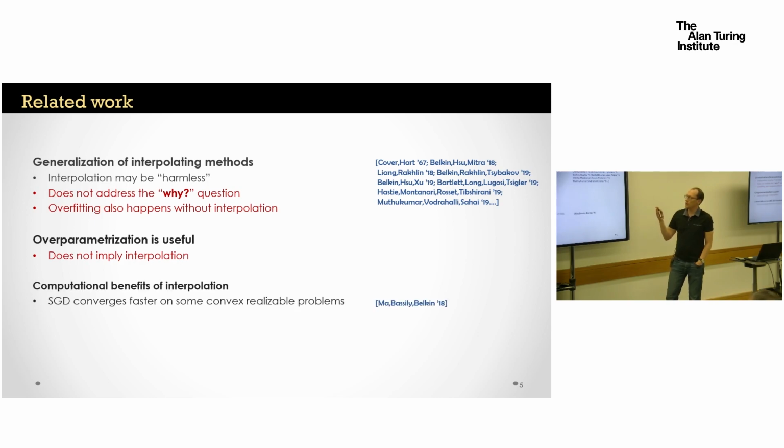Finally, let me mention that there is some work which suggests that interpolation might have some computational benefits. This is based on analysis of stochastic gradient descent for convex models, where if all the loss functions have a joint minimizer, the rates that you'll achieve will be better. However, there isn't that much evidence for this kind of computational advantage in the context of training deep neural networks.